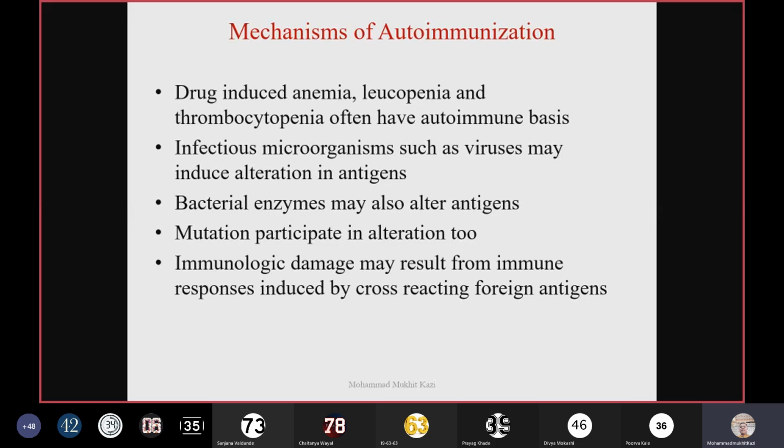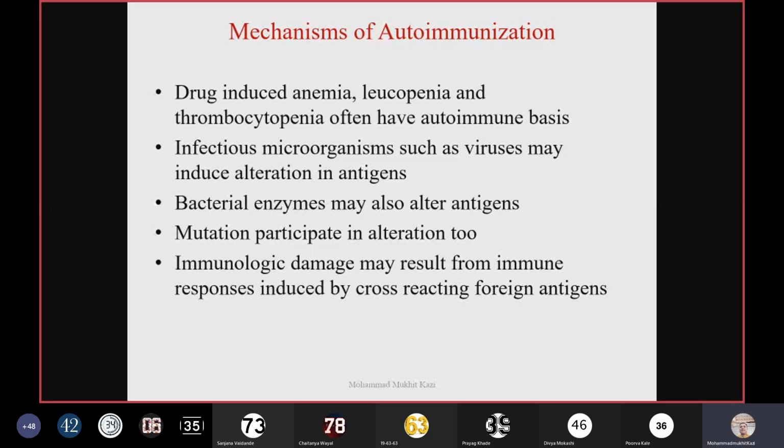Now, there are certain drugs which also induce anemia, leukopenia, and thrombocytopenia, which also have an autoimmune basis. These drugs alter the cell structure and cell antigens, and they are responsible for making the person autoimmune. Infectious microorganisms such as viruses may also induce an alteration in the antigens.